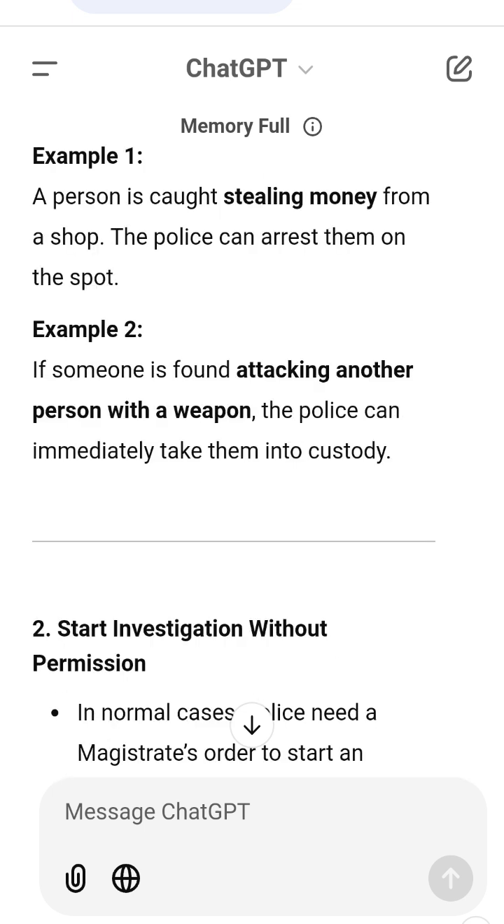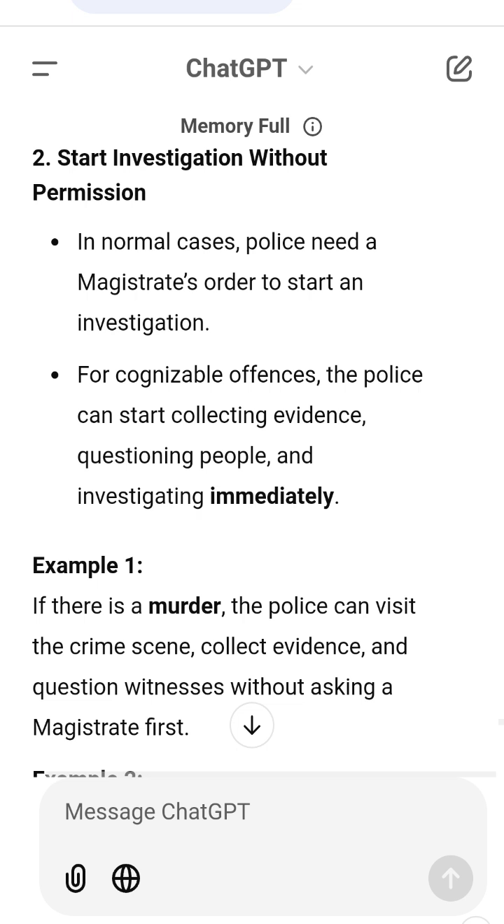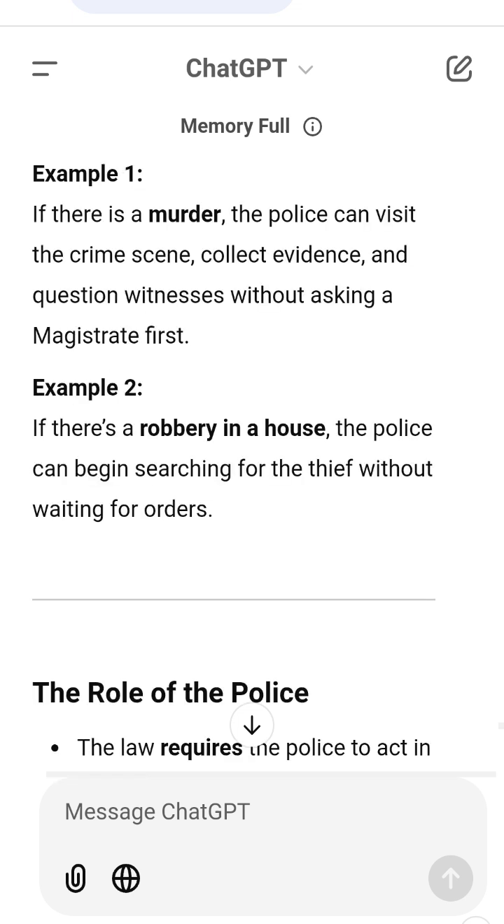If a thief steals from a shop, the police can investigate and arrest the thief without asking for permission. 4. Rape. In cases of rape, the police can take quick action to arrest the accused and investigate the case.